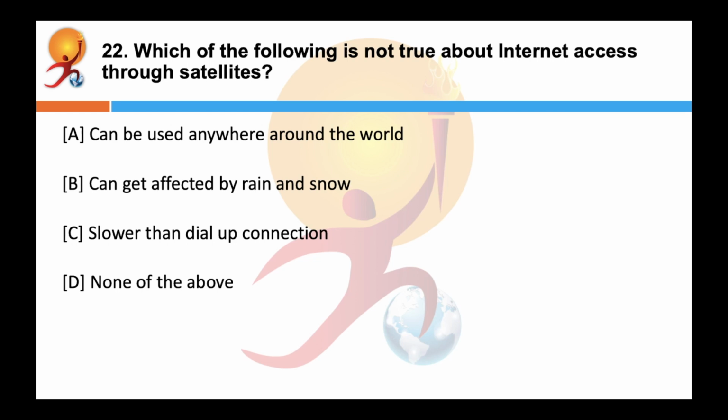Which of the following is not true about internet access through satellites? Correct answer is C. It is faster than dial-up but slower than DSL. It can be used anywhere around the world and gets affected by rain and snow.